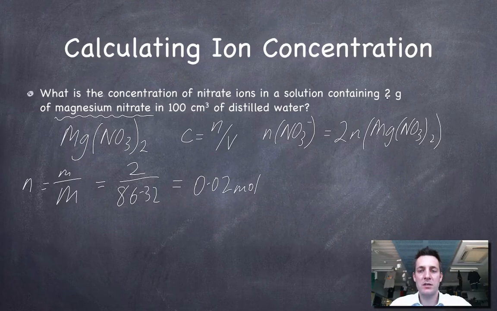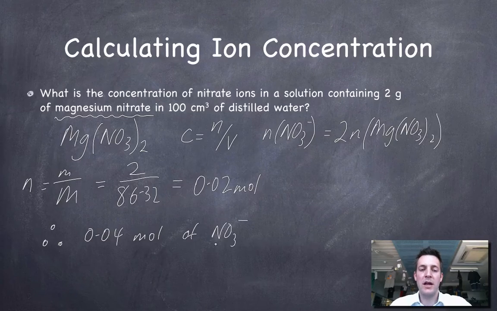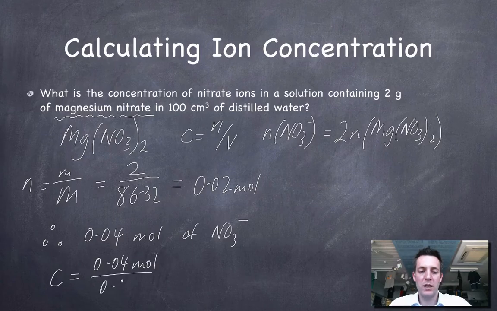One significant figure here because there's one there, right? But remember, this is the number of moles of magnesium nitrate, so I've got to double it, so therefore there will be 0.04 moles of nitrate ions. Now I know the number of moles, and I can divide it by the volume, so the concentration equals 0.04 moles divided by 0.1 of a dm cubed, because I've got 100 centimeters cubed. So 0.100, again, one significant figure here, so that's going to be 0.4 moles per dm cubed.